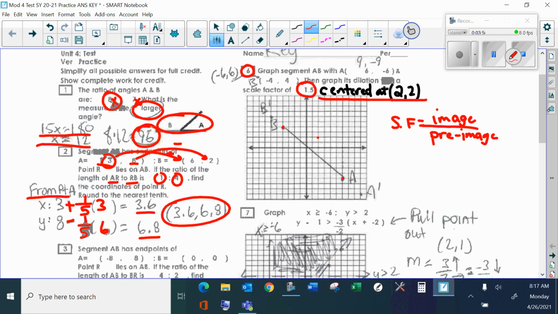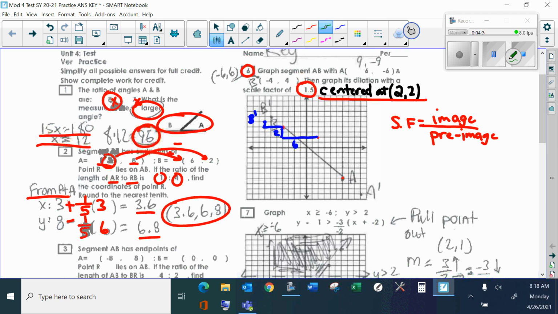So what can I do? I can use sort of like the slope. I'm going over 1, 2, 3, 4, 5, 6 in the x direction and 2 in the y direction. Therefore, I'm going to go over half of that because that's a scale factor of 1. So half of that would be 3 in each: 1, 2, 3, and up 1. And there's going to be B prime right there.